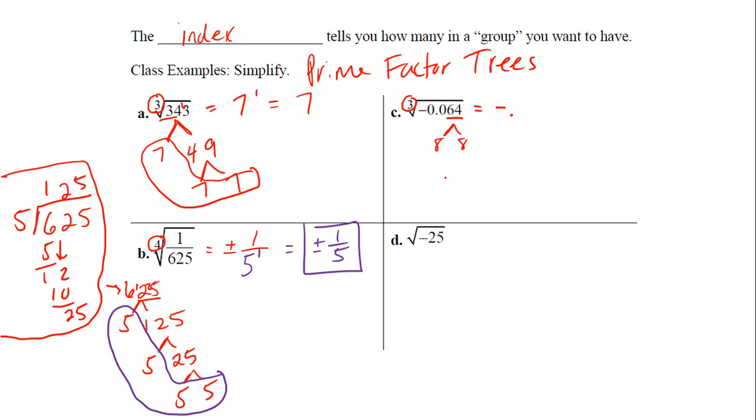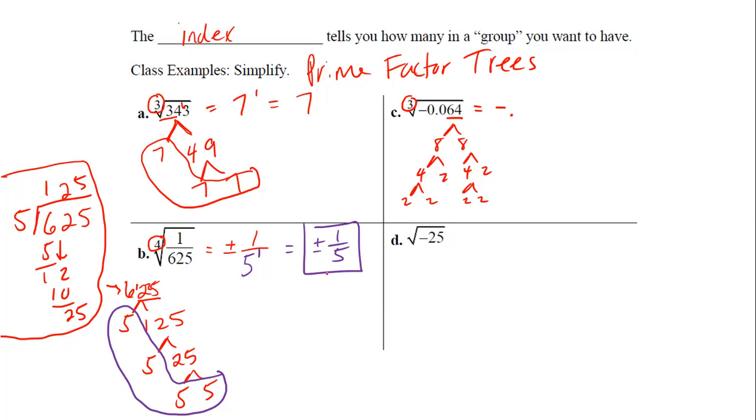You're like, oh, 8 and 8. All right, that is not a group of 3. That's only a group of 2. So I've got to break it down a little bit more. 4 and 2, 4 and 2. Still only pairs, not groups of 3. 2 and 2, 2 and 2. Do we see that? Okay.